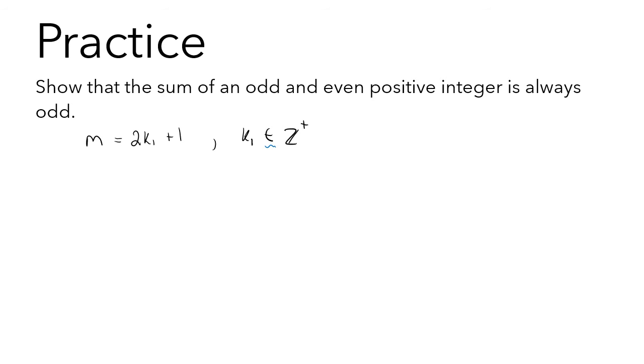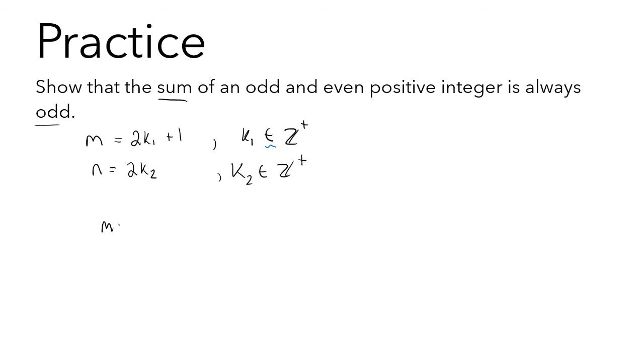Now I can do the same thing for an even number, and I'll call it n. So I'm going to say n equals 2k2. And I did k2 because I don't want it to be the same number as k1. And again, k2 is like k1, a positive integer. Now, I'm asked to find the sum and show that it's always odd. So I want to add m and n and come to the conclusion where I get 2 times some integer plus 1. That's how I know it will be odd.